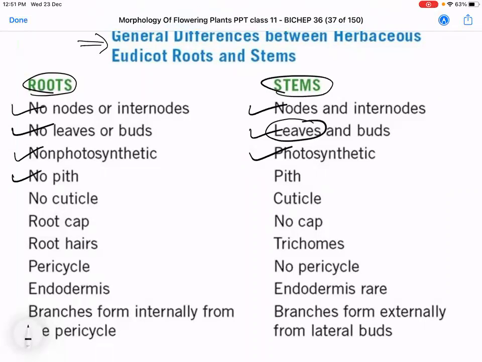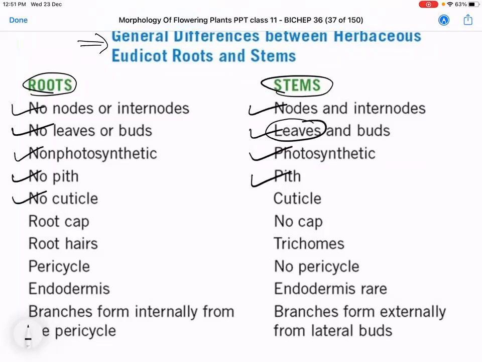Next difference, there is no pith. Pith is a central part. When you cut the plant, main axis or branch or leaf. Ready? So TS, transverse section of any of the part of the body, they have central region called pith, which is not found in root, but they are found into stem.